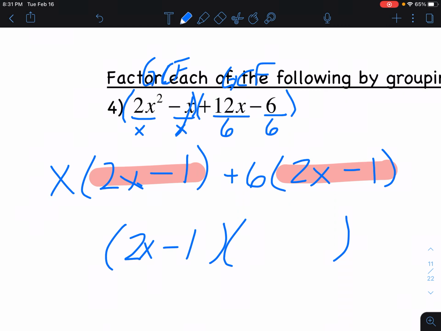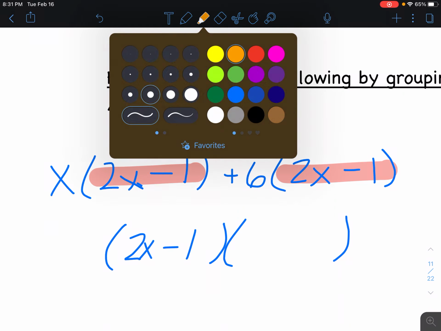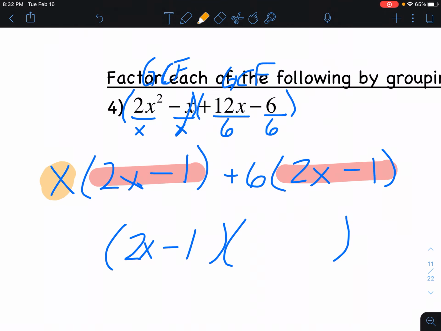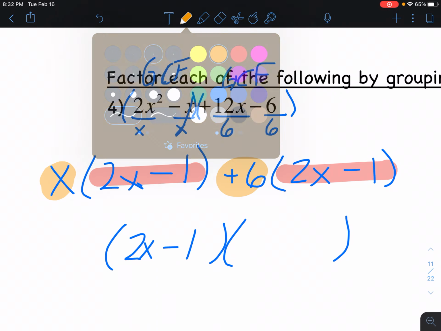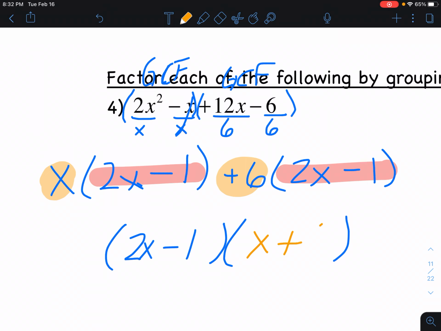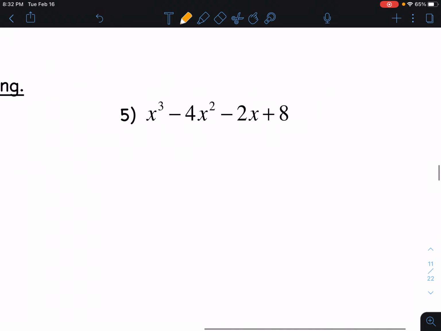And then your GCFs right here and here, put those together in your other binomial. And that's done. So essentially, it's just GCFing twice. That's all factoring by grouping is. Okay, let's try another one.